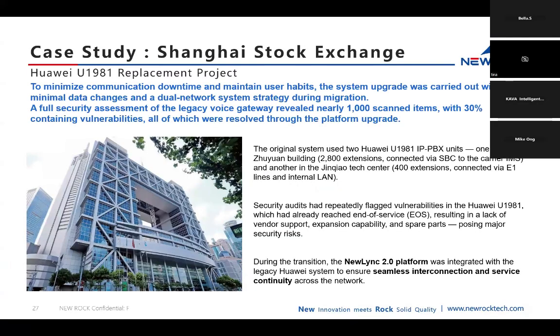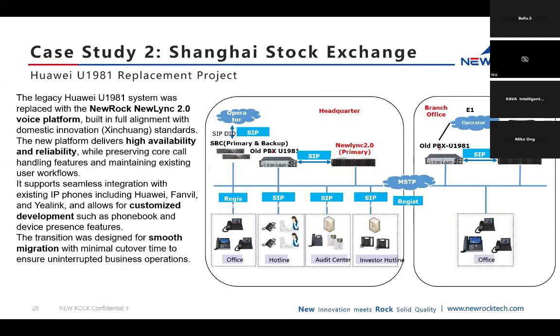Hi, everyone. Today we are going to share 3 case studies with you. First is Shanghai Stock Exchange. There are 2 Huawei U1981 units, one located in Zhuyuan building, another in Jinqiao Tech Center. Based on security, the audit had repeatedly flagged vulnerabilities in the Huawei U1981, which had reached end of service. The legacy voice gateway revealed nearly 1,000 scanned items with 30% containing vulnerabilities, all of which were resolved through the platform upgrade. Next page, we can see the topology of the design.